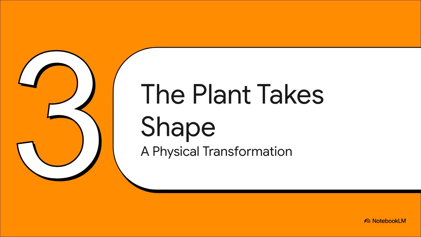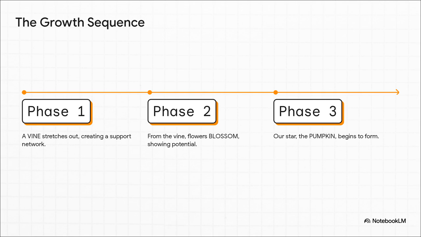All right, let's recap. We've got our before and our after. We've started the action, but what does that growth actually look like? This next part of our story is all about that physical transformation. Well, it happens in a really clear order. First, you get a vine stretching out. Then, from that vine, you see flowers start to blossom. And finally, from one of those blossoms, our star player, the pumpkin, starts to form.